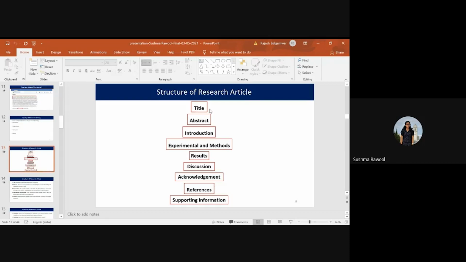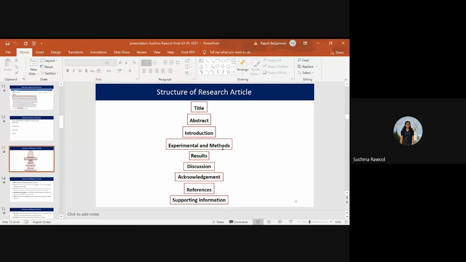The second thing is the abstract. Abstract highlights the important key points of the research. The third is the introduction. Introduction gives the brief idea why the author has decided to work on a particular problem and how they have planned to overcome it.